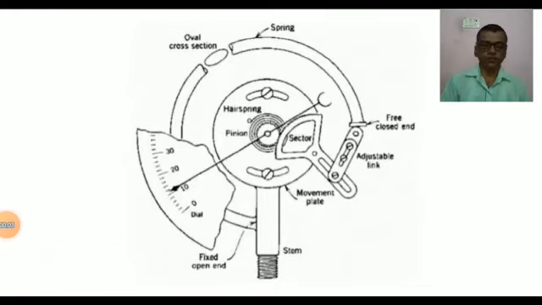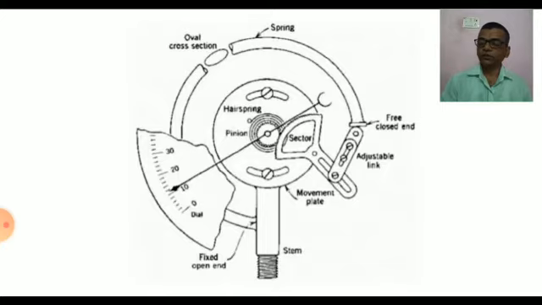Good morning, students. Today we will see how the generalized measurement system is applied to the Bourdon tube pressure gauge. First we will see the construction and working of the Bourdon tube pressure gauge. In the diagram you can see the pressure source or the stem, then the Bourdon tube. It is an oval-shaped cross-section tube.